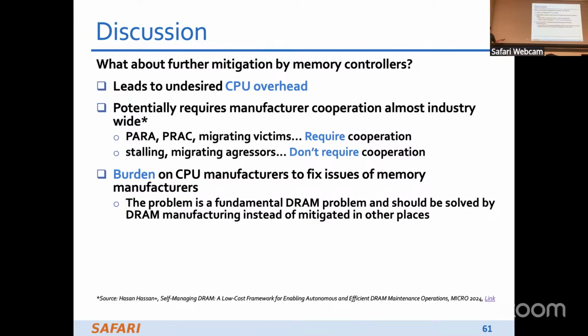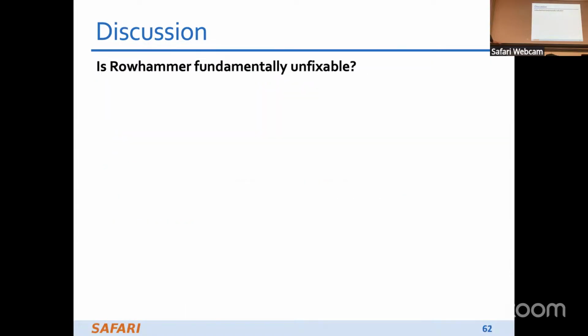This problem is, as we can see, a fundamental DRAM problem, and some people are arguing, for example, the paper that is cited below, that this should be solved by DRAM manufacturing instead of just mitigated by other processes. Now to my last question, do you think RowHammer is fundamentally unfixable?